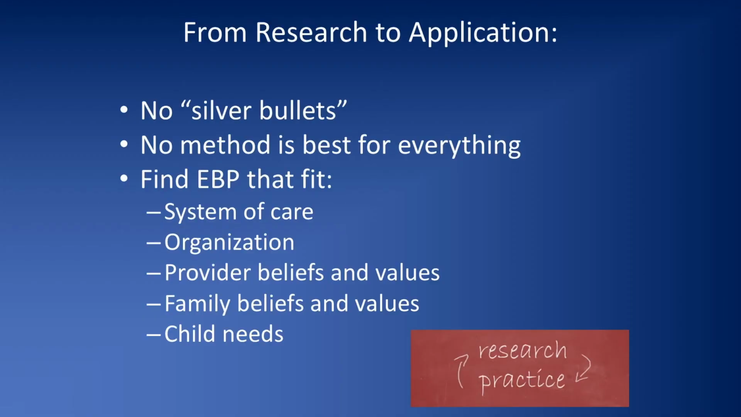So my summary is that we do not have a silver bullet for autism. And as soon as we do, I am really happy to find a new job, so we will not hide it. And there's not one of those evidence-based practices that's going to be best for everything. So really, you want to find one that fits your system of care, your home, your organization, your beliefs and values, and what the child needs. That's how we're going to do it. And that's the only way we can do it.